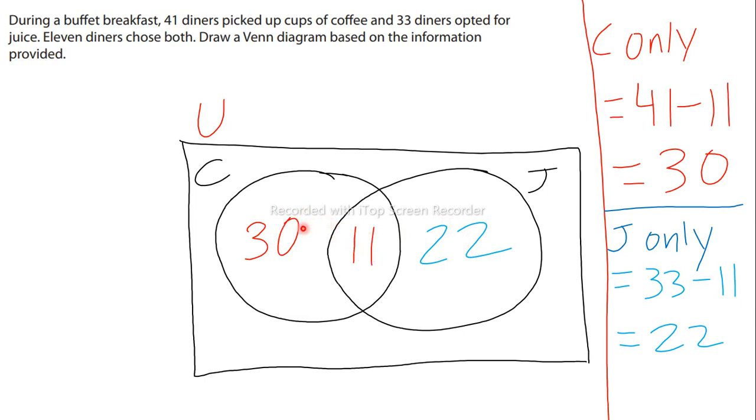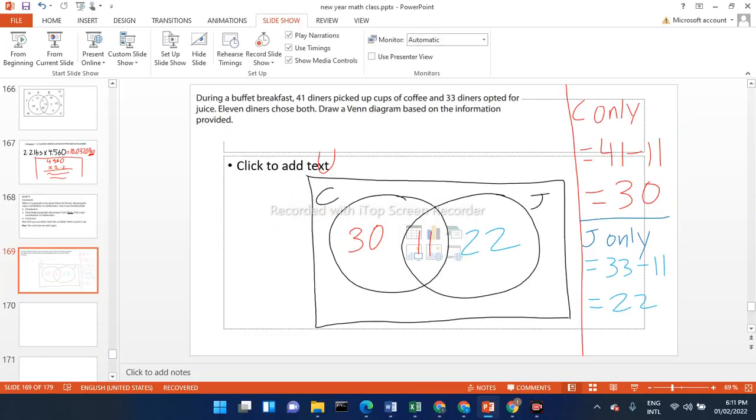All right, and if we add 30 and 11, that gives us the 41 that we needed for the coffee. And if we add 11 and 22, that gives us the 33 that we needed. All right. So let's answer the questions based on this particular.